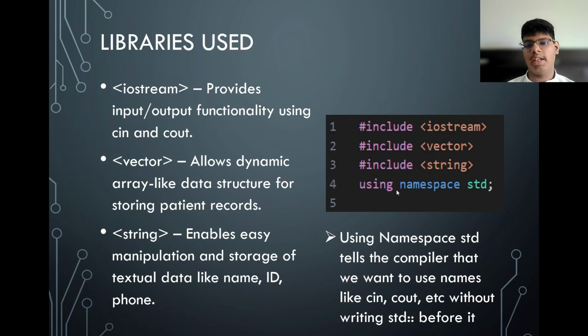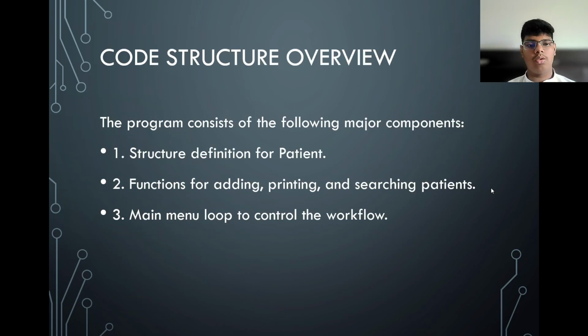Then you must be wondering about this line. Using namespace std. This std stands for standard. This line tells the compiler that we want to use names like cin and cout without using std, and the double colon you can see here is the scope resolution operator. This tells the compiler that the function which we are writing after it is part of the standard library. But in this program, we do not have a clashing function name, so we do not need to use std. In bigger programs, it is good to use std, but I have made a simpler program, so we will be using namespace std only.